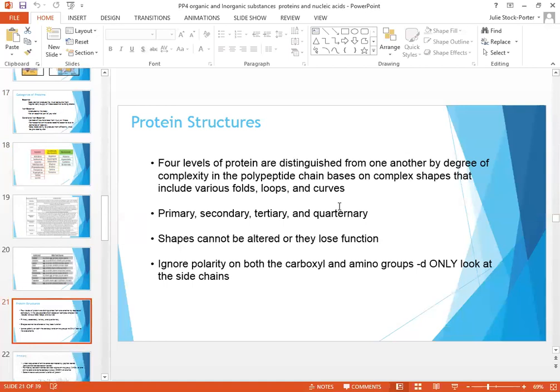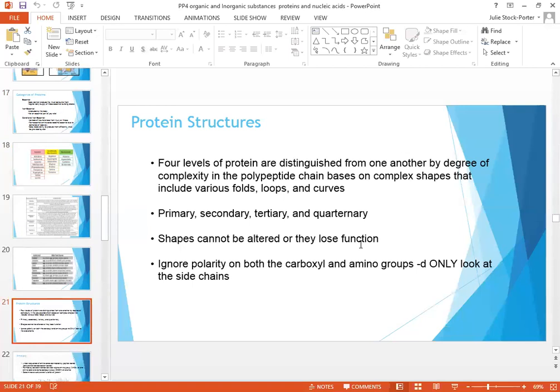And it starts out as a very simple complex of amino acids, and gets more and more complex as it moves on. Shapes cannot be altered or they lose function. Every single one of these bends and turns and folds of a protein are intentional, deliberate. Nothing about it is random.